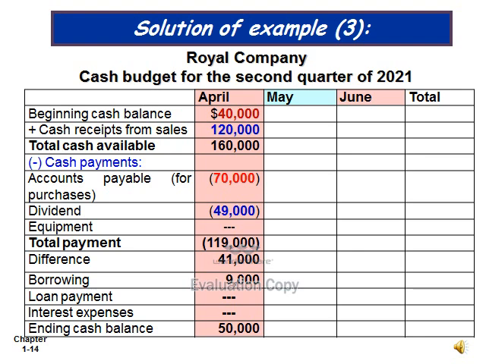The first kind of cash payments in this example is accounts payable. Cash payments for purchases $70,000, plus dividend $49,000, plus equipment 0 in April, equal total payment of $119,000. The difference between cash receipts and cash payments, $160,000 minus $119,000, equals $41,000. This is the ending balance, but the company wants the ending balance to be $50,000, not $41,000. So the difference, $50,000 minus $41,000, will be the loan. The company will borrow this amount.